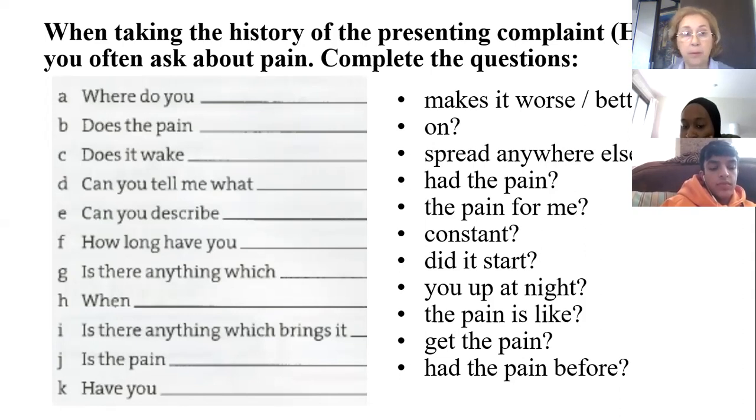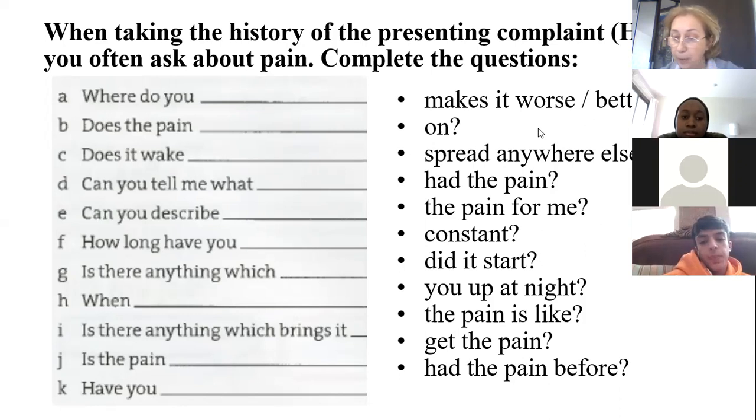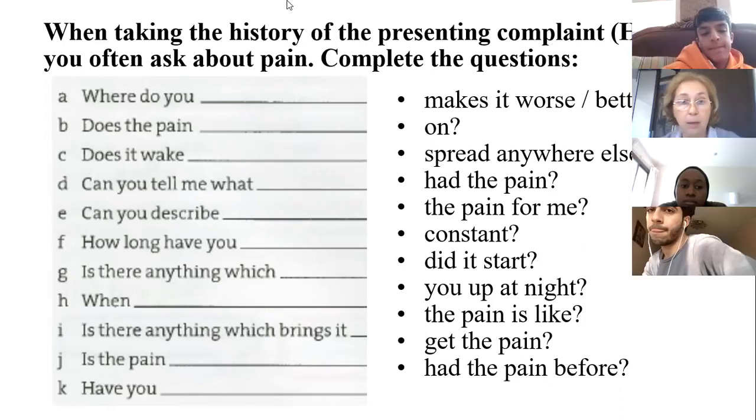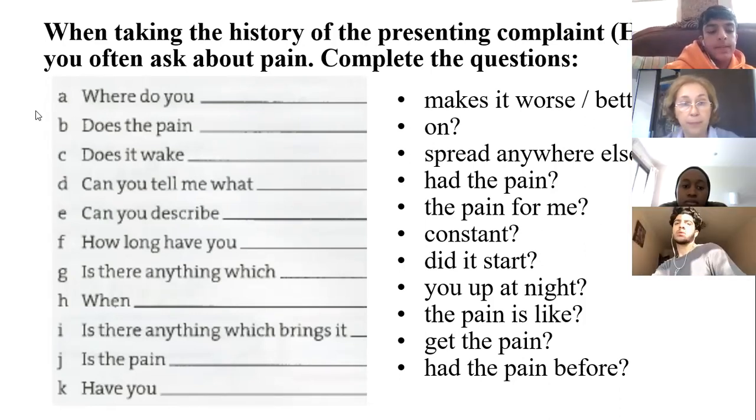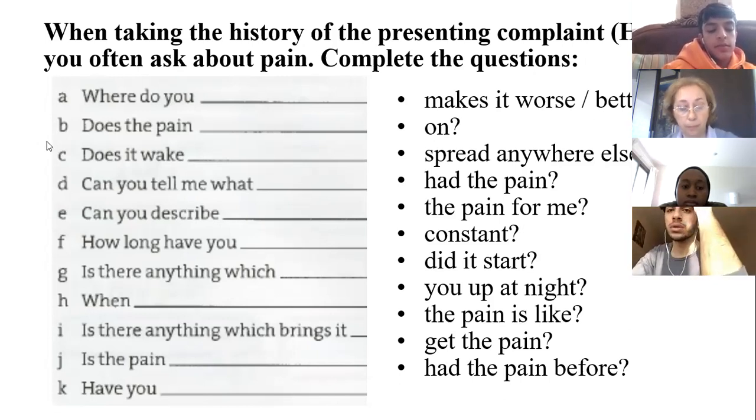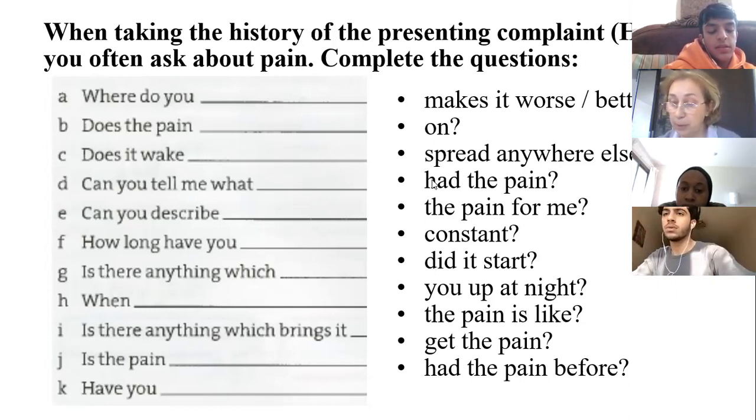Well, so let us read the sentences. Well, we start with Abdullah. Does the pain spread anywhere else? Right. Okay, so the next sentence is for Yasmin, please.